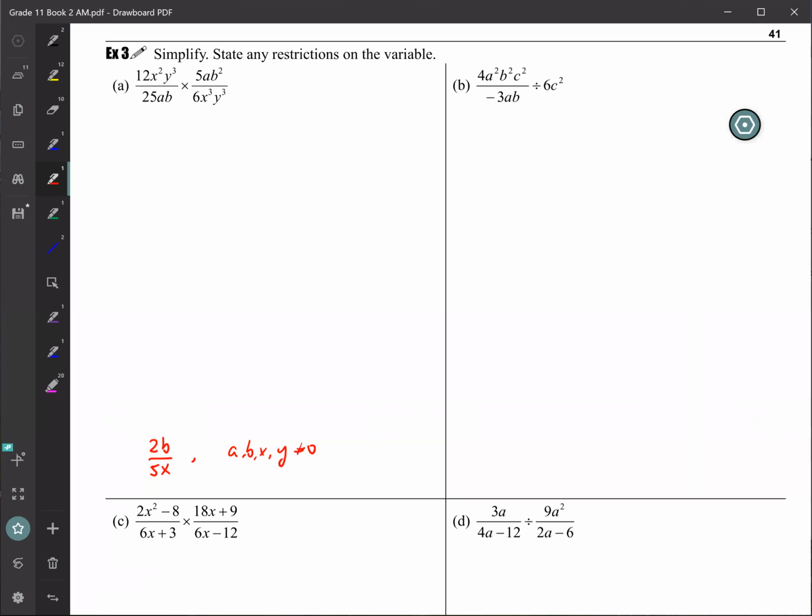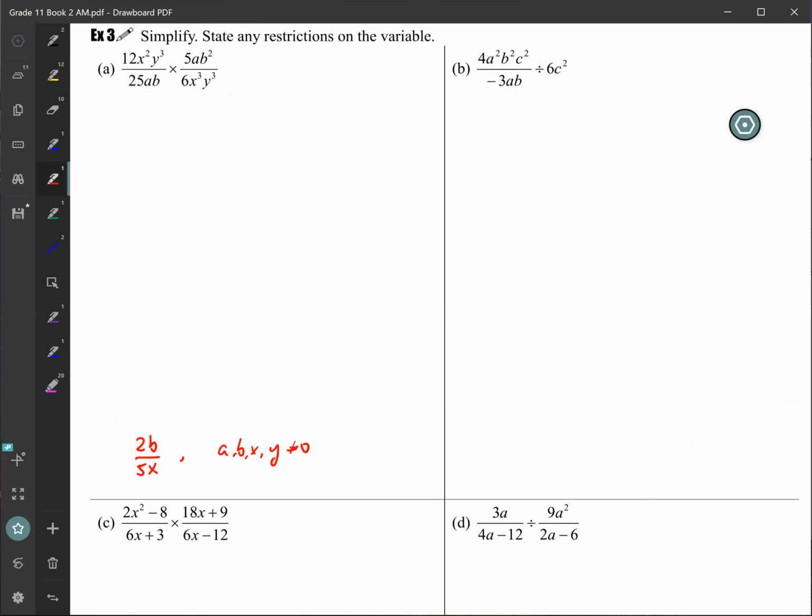Right, and then next one. Sarah, what's your expression for B? Negative 2ab over... can you speak up a little bit more? 2ab over 9. Over 9? Yeah. Okay. And Yosher, what's your restriction for B? A, B, C cannot equal 0. Okay.